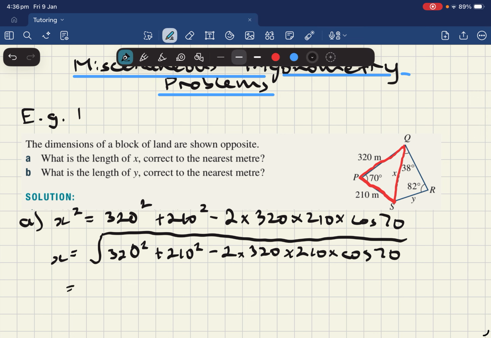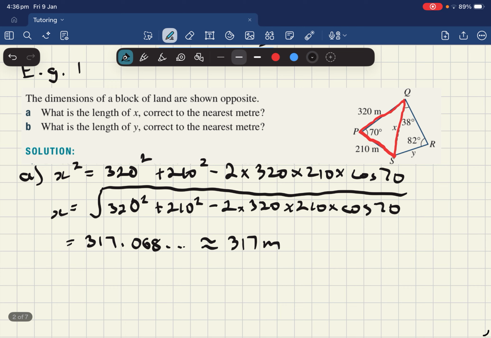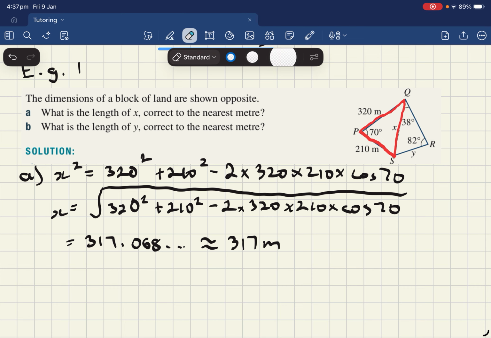Now, we want to find this correct to the nearest meter. So in our calculator, we're going to go 320 squared plus 210 squared minus 2 times 320 times 210 times cos of 70 degrees. And we're going to get 317.068... which to the nearest meter is just going to be approximately 317 meters.